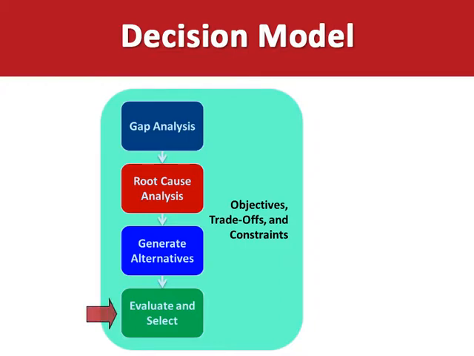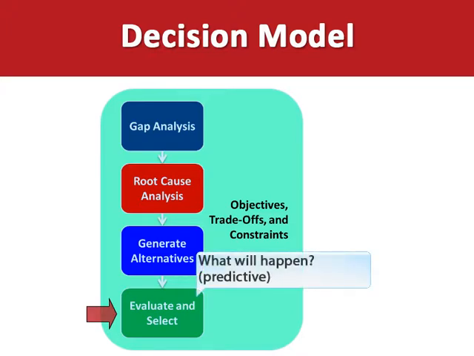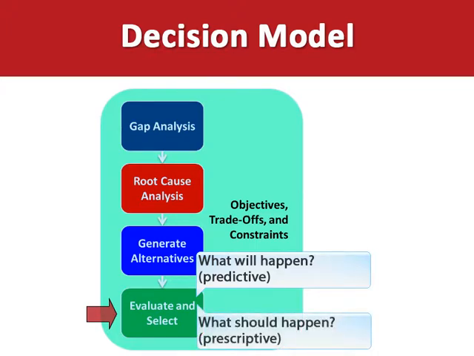Now, the final step is evaluate and select. And here is where you predict what's going to happen. So there's this predictive element, and then evaluate what that means in terms of your objectives and constraints. And then selection, actually making a decision, should then just be a trivial matter of sorting your evaluations and saying, look, this alternative is the best.